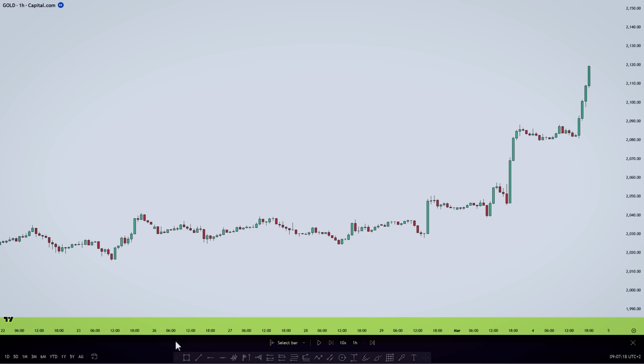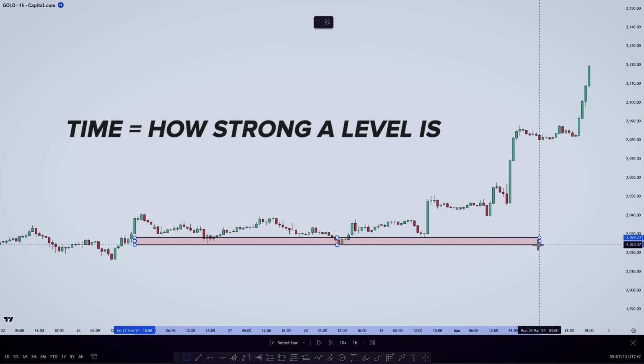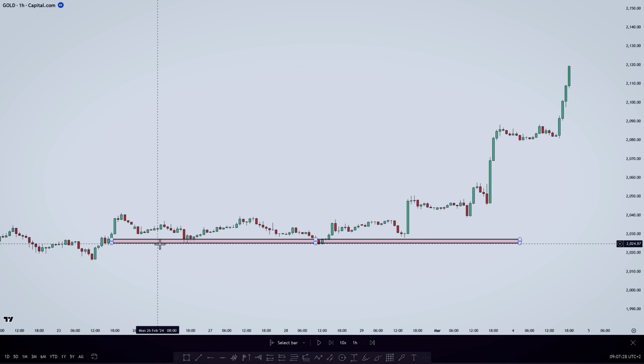Now look at time. Most traders ignore it. They just look at the shape. But time tells you how strong a level is. Picture this. Price sits at one level for several weeks. Thousands of trades happen there. Buyers and sellers build massive positions. That creates a thick layer of memory.